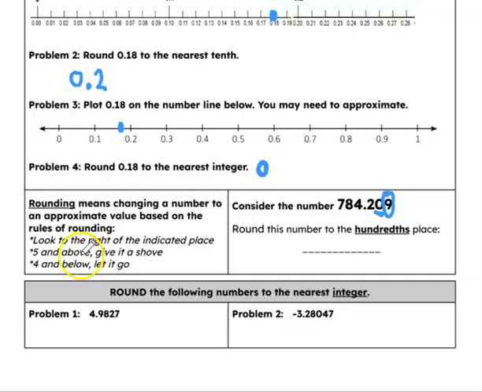So if it's 5 and above, you give it a shove. If it's 4 and below, you let it go. So because this is a 9 right here, it's 5 and above, give it a shove. So the 0 becomes a 1. So the answer is 748.21 right there. Because this is 5 or above, the 0 becomes a 1. If this was a 4 and below, it would remain a 0.